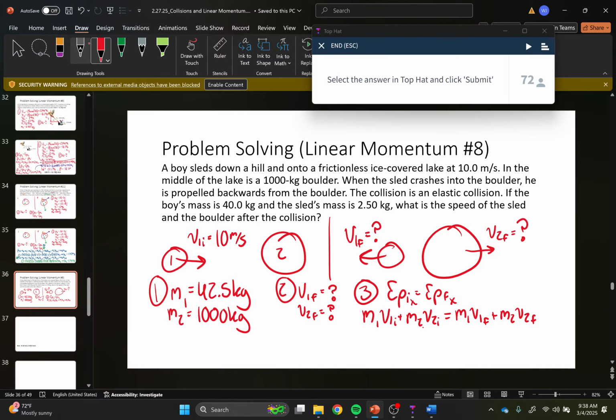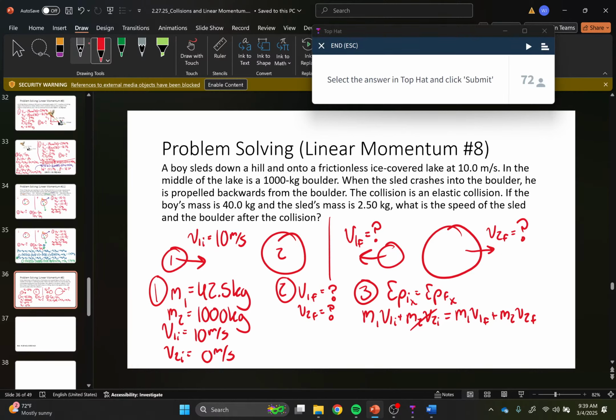We're spared a little bit. The second term goes away, because the velocity of the boulder initial is 0. So v1 initial is 10, v2 initial, the boulder's not moving. Okay. Do you all spot the problem? Can we solve this? No. Why? Because we can't isolate.